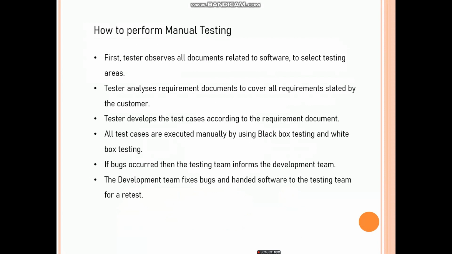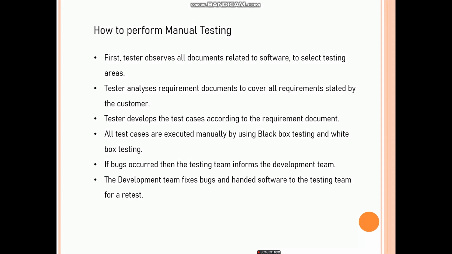Okay, so how to perform manual testing? Mainly, the tester observes all the documents related to the software to select the testing areas, on which area we have to perform the tests. For that purpose, the tester observes all the documents related to that particular software.